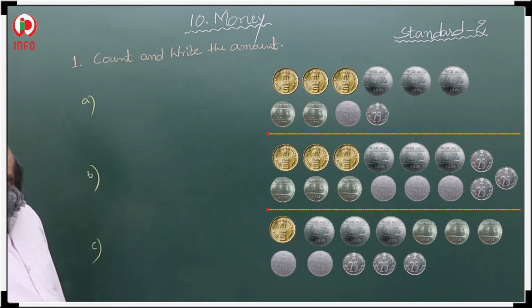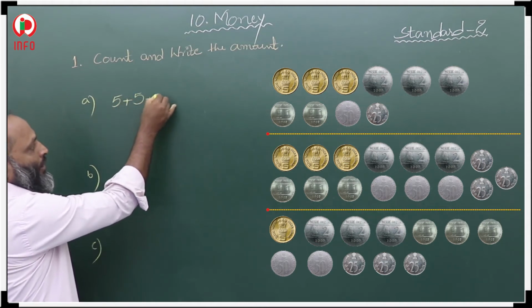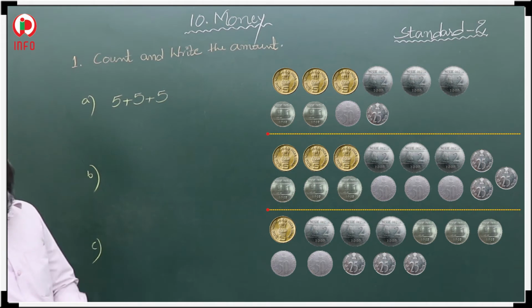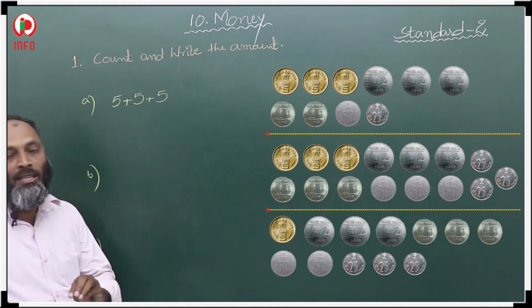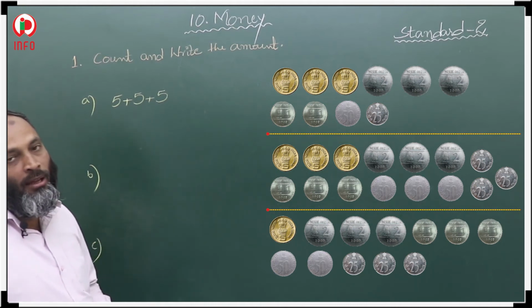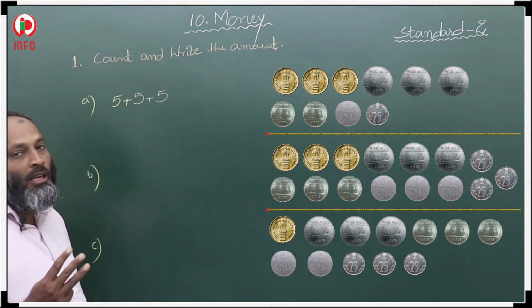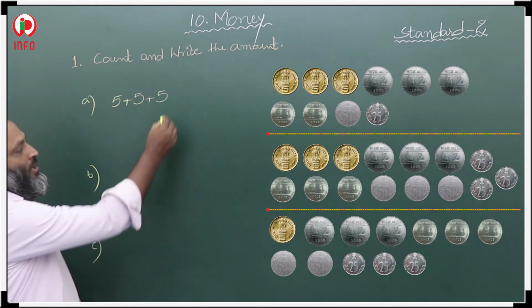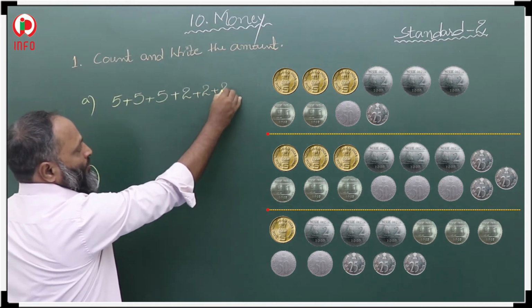Using these currency coins, we have to find the amount. First, what is given? 5 rupee currency coins, 3 are given. So we have to add 5 three times, 5 plus 5 plus 5. Then 3 2 rupee coins are given. That means we have to add 3 times 2, 2 plus 2 plus 2.